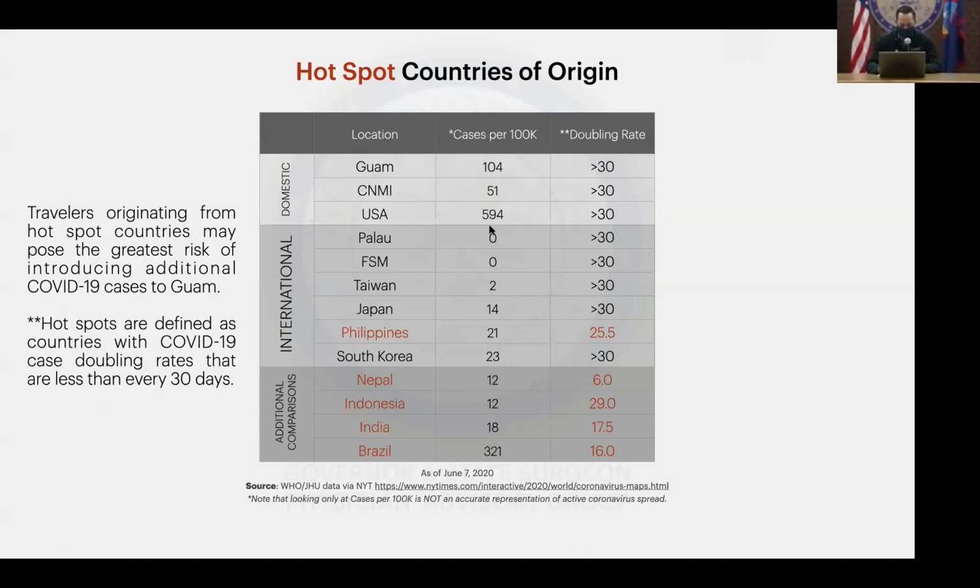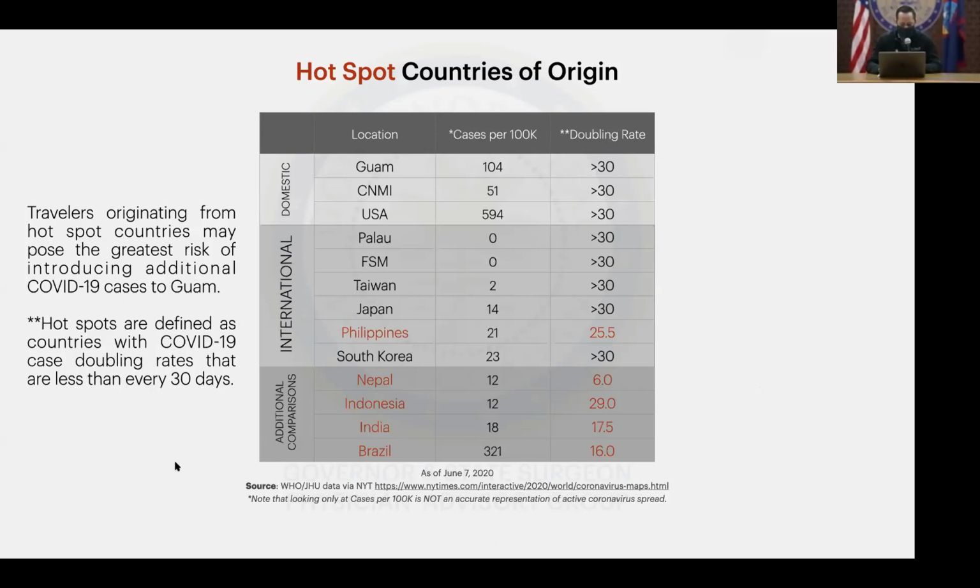But these cases, as I'm sure you're aware, date back to even a few months ago. So these are not representative of active cases. Therefore, they're not representative of the risk of bringing new coronavirus to Guam. So instead, the better proxy to help us define a hotspot country is understanding what the doubling rate is. Hotspots are defined as countries with COVID-19 case doubling rates of less than every 30 days.